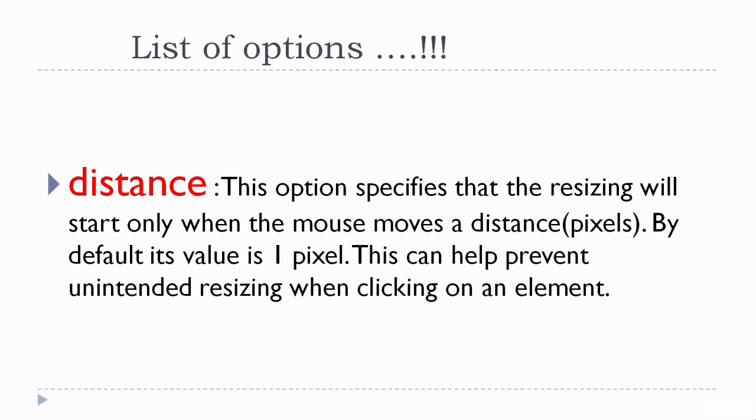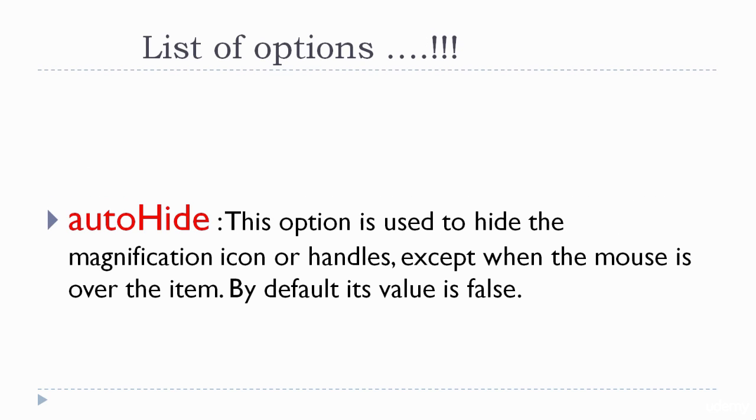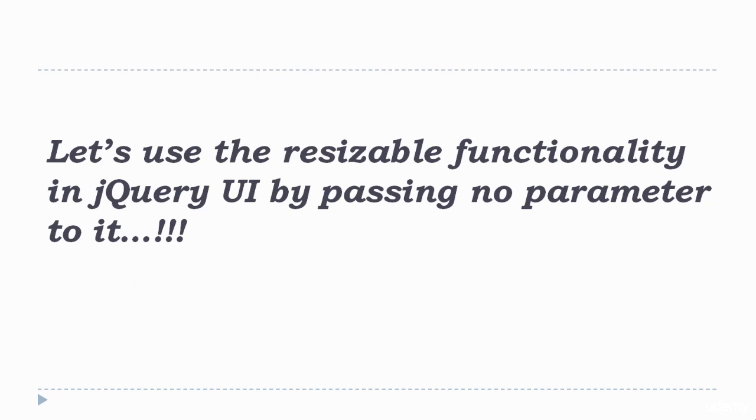Auto hide, which means the automatic hiding option. This option is used to hide the magnification icon or handles except when the mouse is over the item. By default its value is false. Many times you have observed that whenever you hover over the corners of an element, it shows an arrow sign, which means that the element can be resized. To avoid this we can use the auto hide option. Now let's use the resizable functionality in jQuery UI by passing no parameter to it. This is the basic program of the jQuery UI resizable method. We are moving on to Dreamweaver software to perform this using our program.